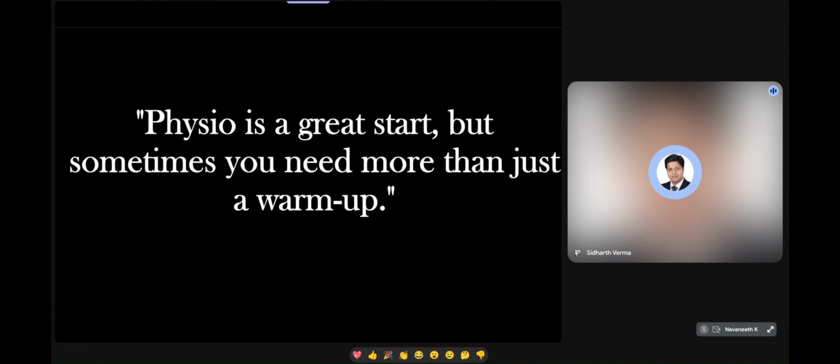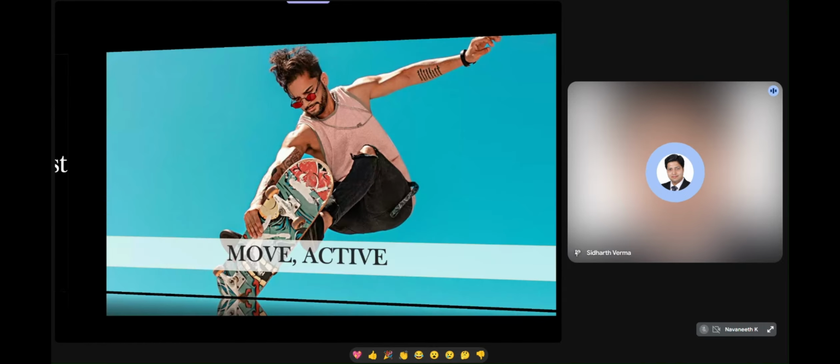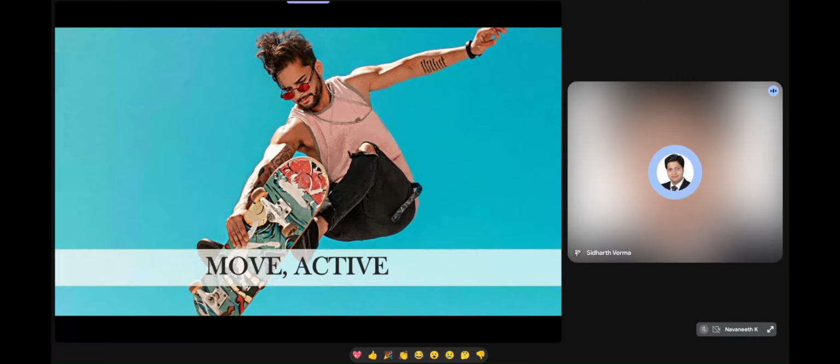Okay, so people say physio, and physio is a great start, but sometimes you don't need more than just a warm up. So many times physio will be inadequate. Once your osteoarthritis has set in, then physio alone will not be able to help you out. Physio is an important part of your recovery, but it alone cannot reverse these stages.